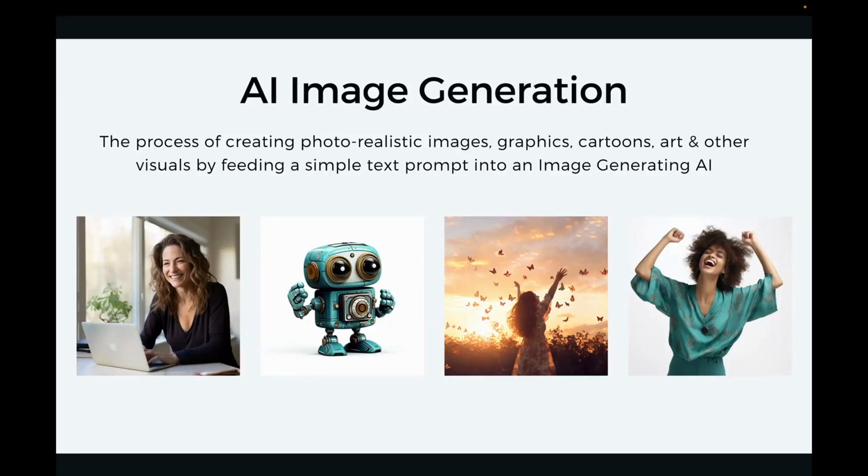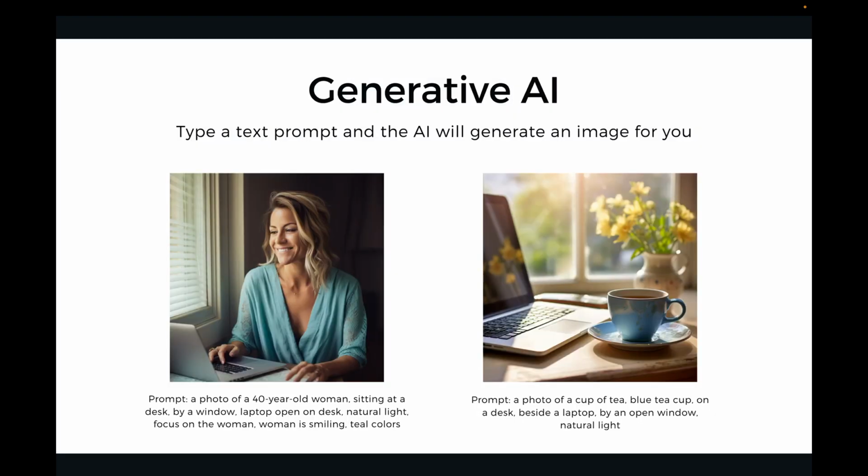AI image generation is the process of creating photorealistic images, graphics, cartoons, art, and other visuals by feeding a simple text prompt into an image generating AI. The AIs then use algorithms and computer programs to generate your images. So, for example, let's say you'd like a photo of a woman with her laptop. With a good prompt, you can generate an image like the one on the left.